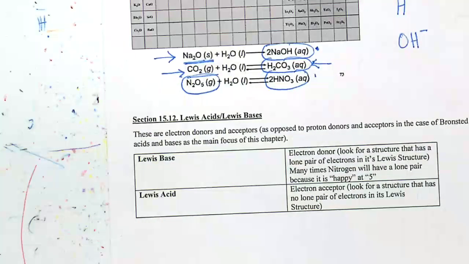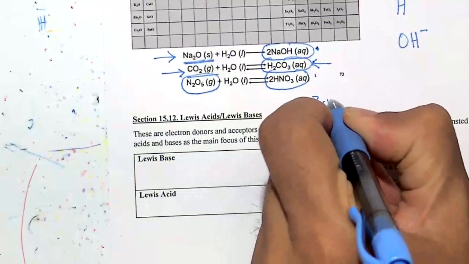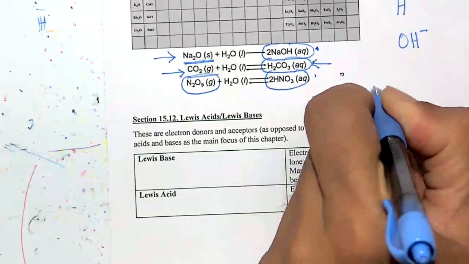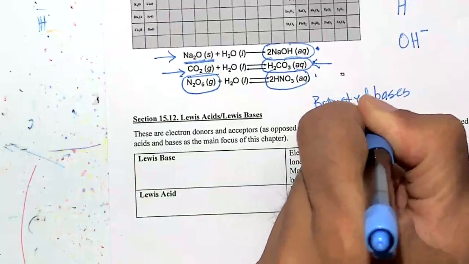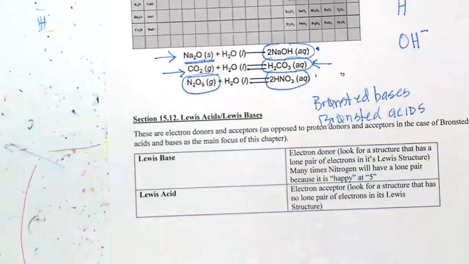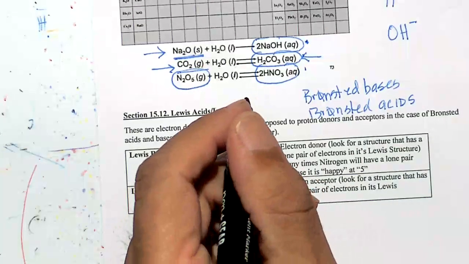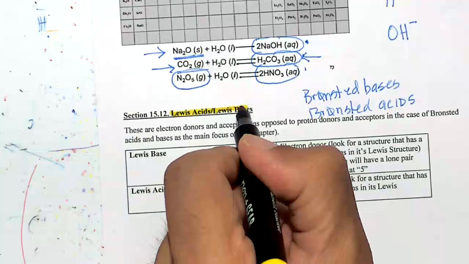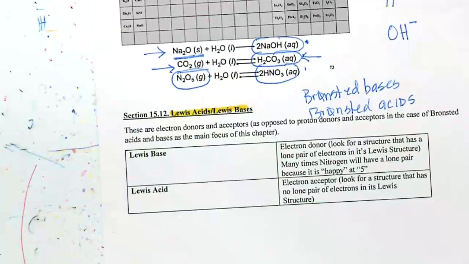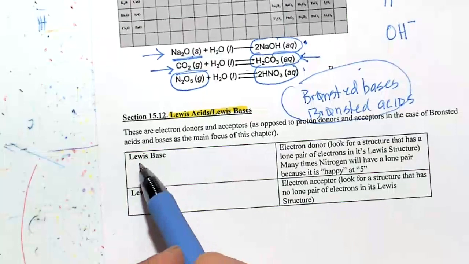All right, and finally, Brønsted bases and Brønsted acids is what we were talking about. If you take organic chemistry, how many of you plan to take organic chemistry? Okay, a lot of us are taking organic chemistry. So there, it's Lewis acids and Lewis bases. This is what we're talking about, and this is what chapter 15 is. This is what your test is on.